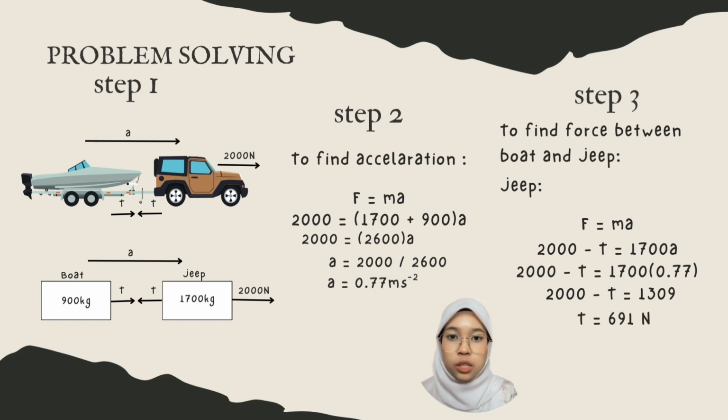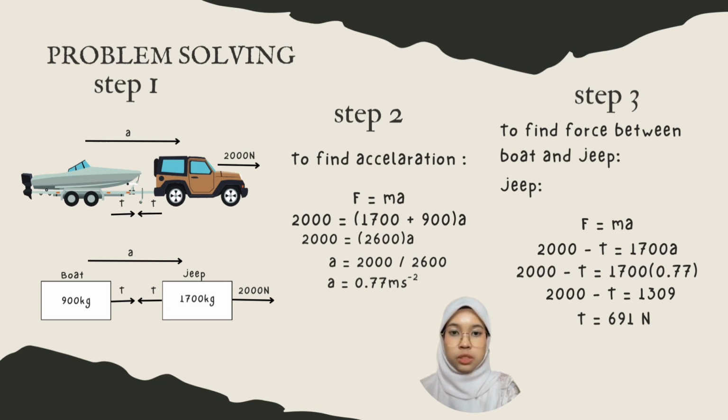By using a equals 0.77 meter per second square, we can find the force between the boat and the jeep, which is the tension force. To find the tension force, we can use the formula F equals ma, but the F here is different because F needs to be minus T, because the applied force and the tension force are in opposite directions. And for the mass, we just need the jeep mass because the tension for the boat and the jeep are the same.